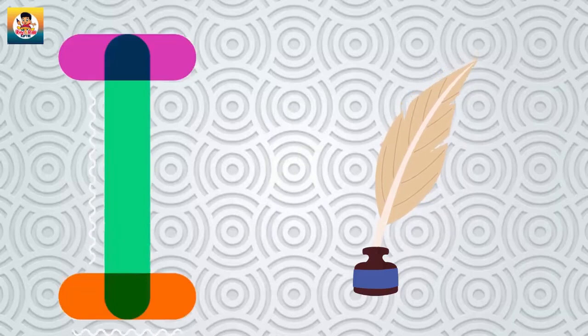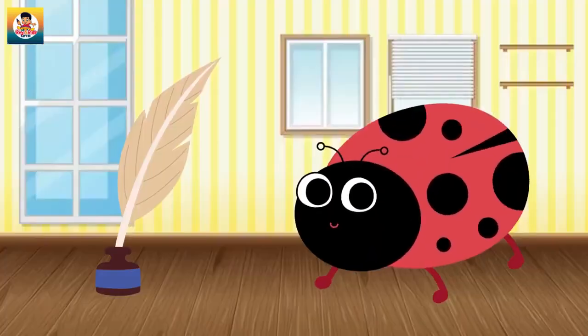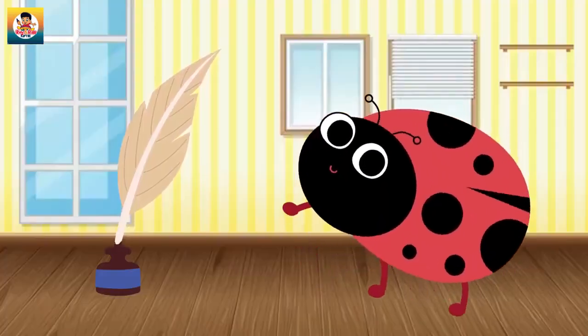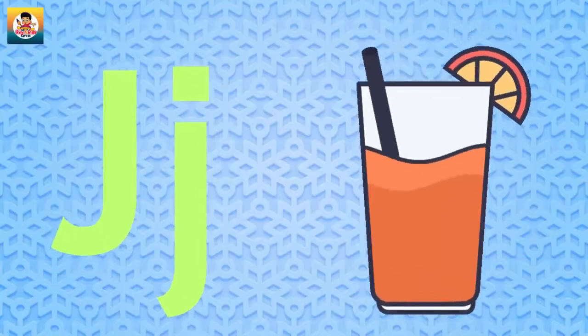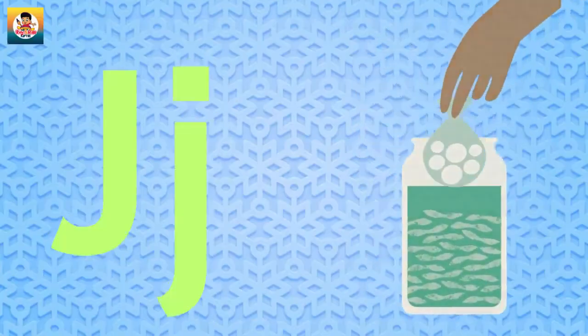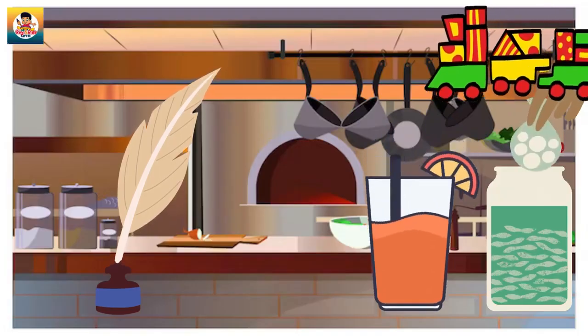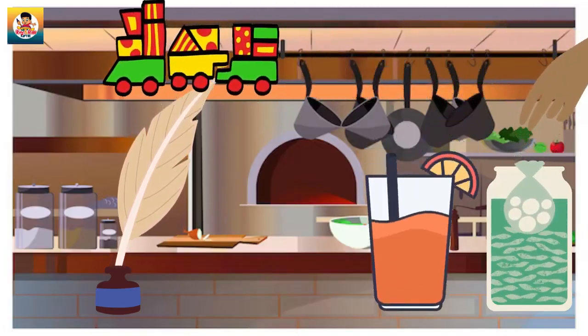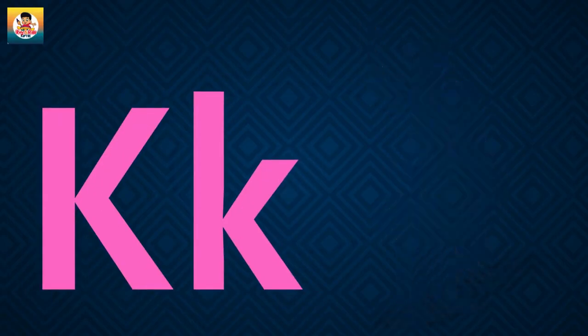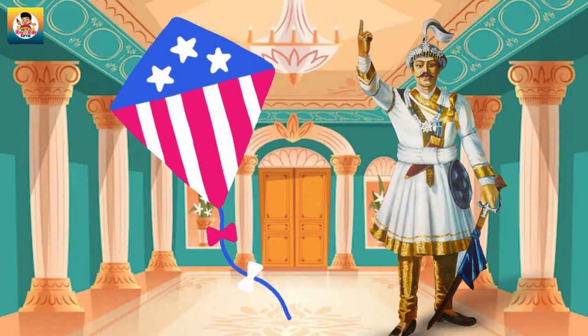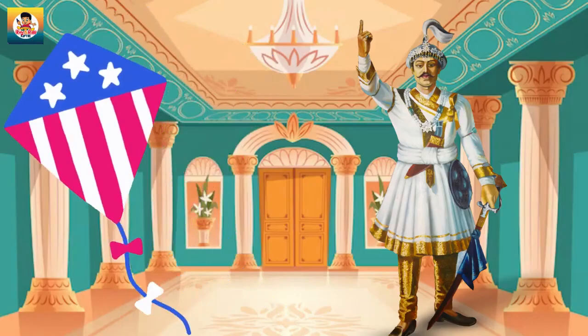For ink, an I for insect, E, E, E. J for juice, J for jar, J, J, J. K for king and K for kite, K, K, K.